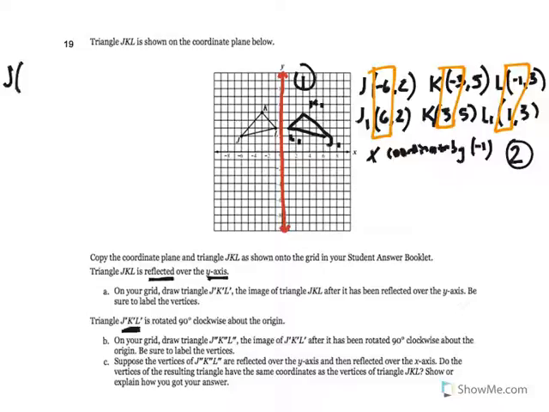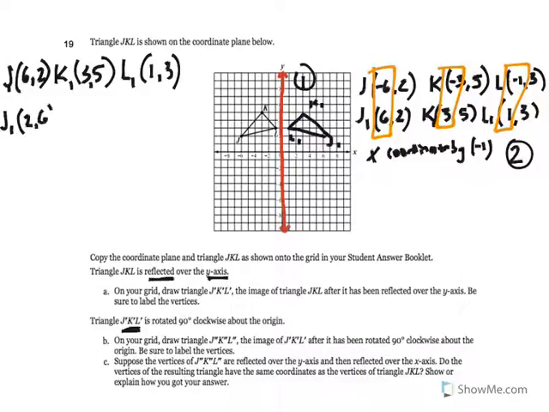So we have J prime is positive 6, 2, K prime is positive 3, 5, and L prime is 1, 3. Okay? So remember the jacket rule? First, we take off the jacket and we switch the jacket around, right? So we don't worry about the sign. We just switch X and Y, and we get 2, 6. So K double prime, 5, 3, L double prime, 3, 1.